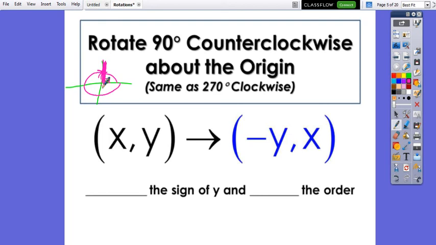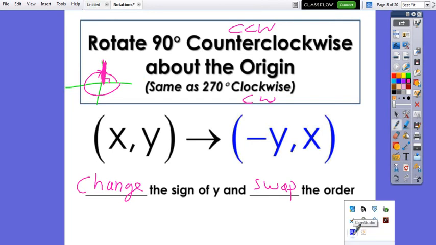We use CCW for counterclockwise, and we use CW for clockwise. All right. Here's the rule. We're going to change the sign of Y and swap the order. Change the sign of Y and swap the order. When we do that, we will end up with something similar to what we had before, but it's just the opposite, if you will.